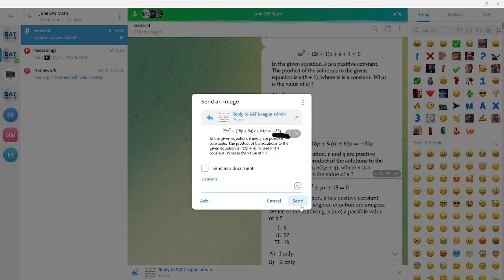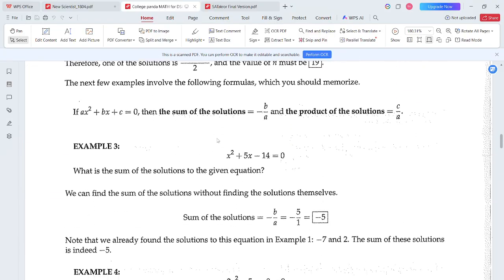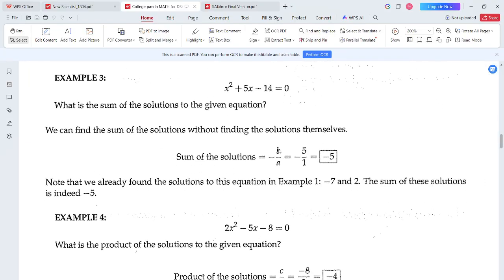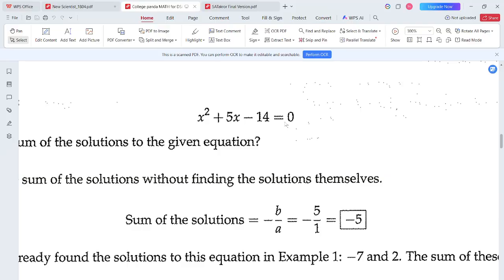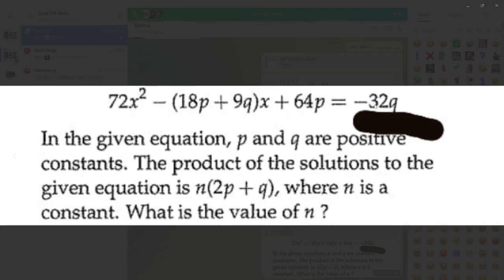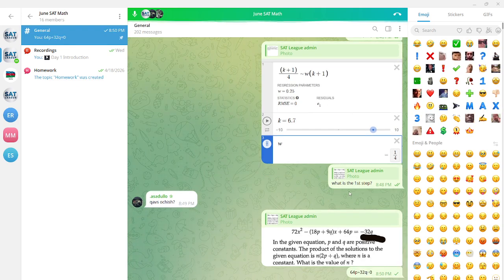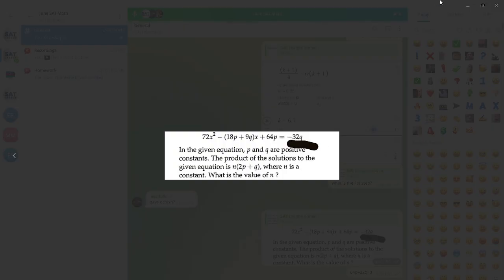We have to make this part equal to 0 because it is how it was in the given formula, right? In here we had 0. We always have to have 0. So we have to get this to this part. When we move it from the right side to the left side, it will be 64p plus 32q equals 0, right? It's basic maths, changing this from this side to this side.